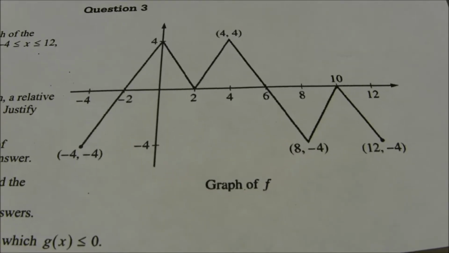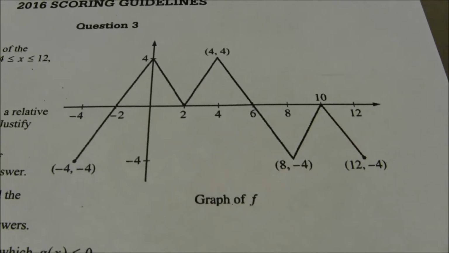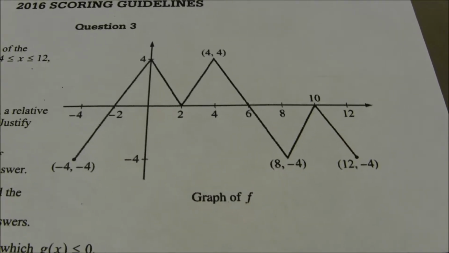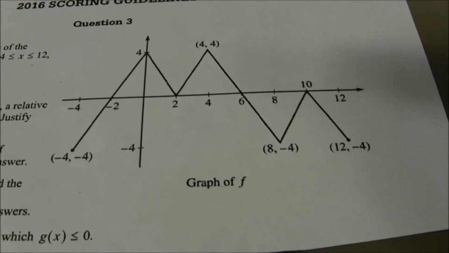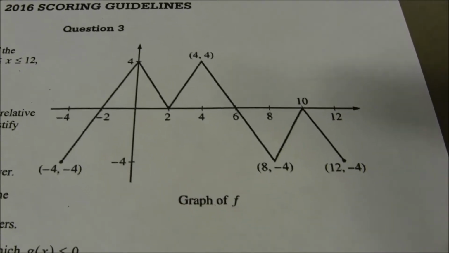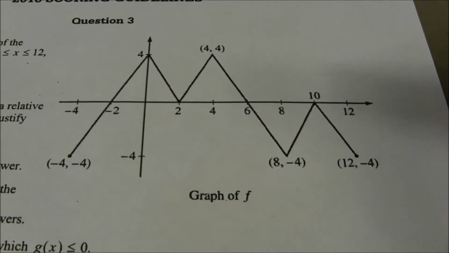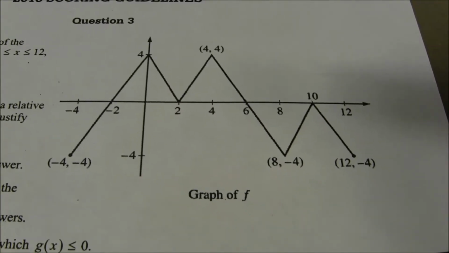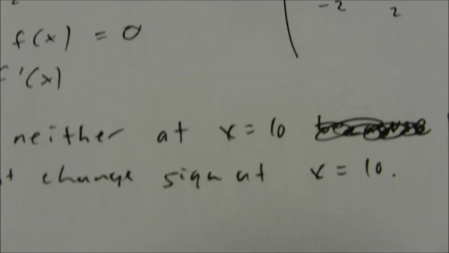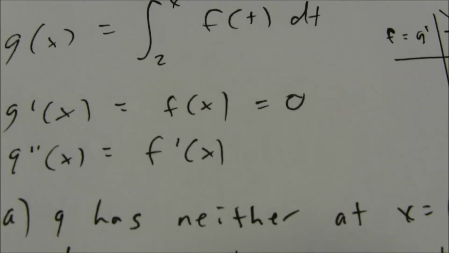So if I go to 4 and I look at, again, it's asking me if there's a point of inflection. So that's going to be whether or not the concavity changes. Okay, the concavity is based on the sign of g double prime. G double prime is the same thing as f prime.